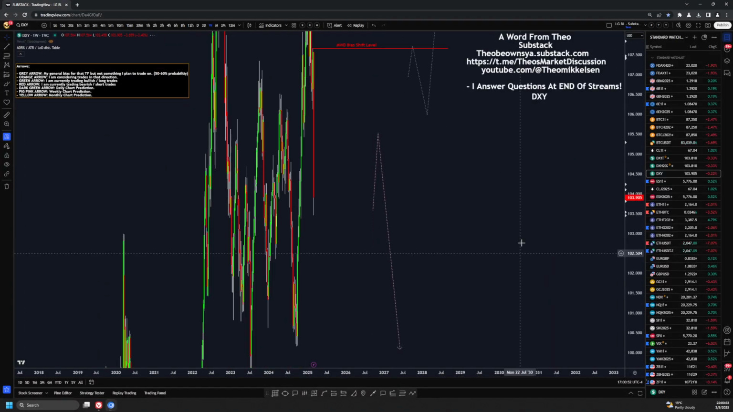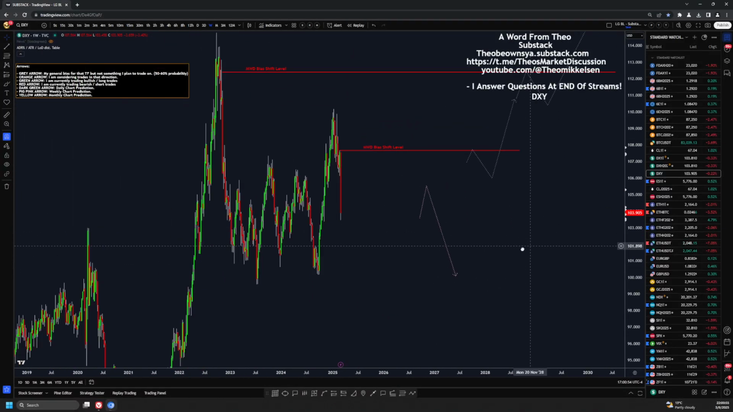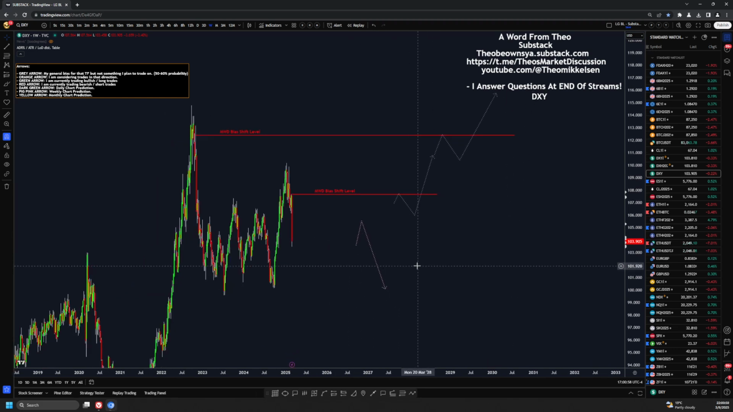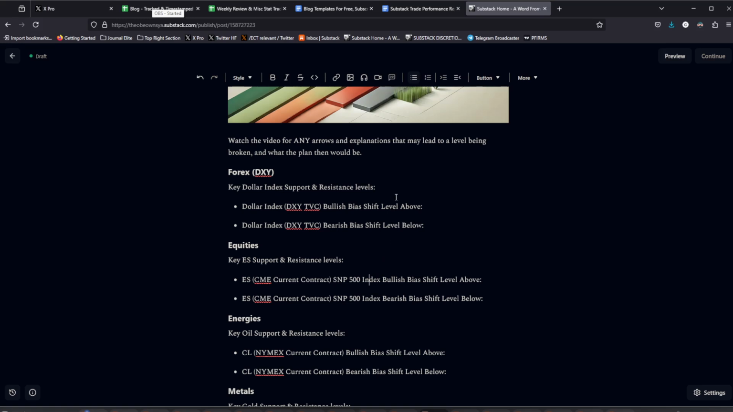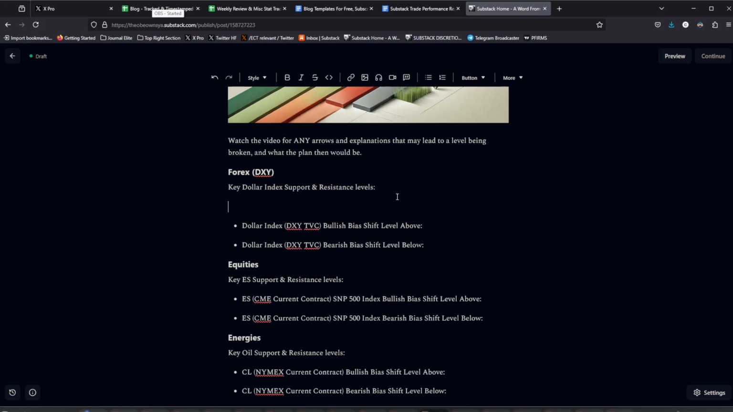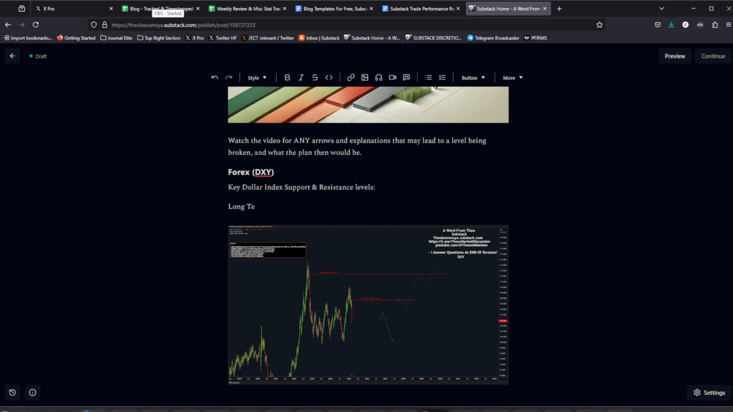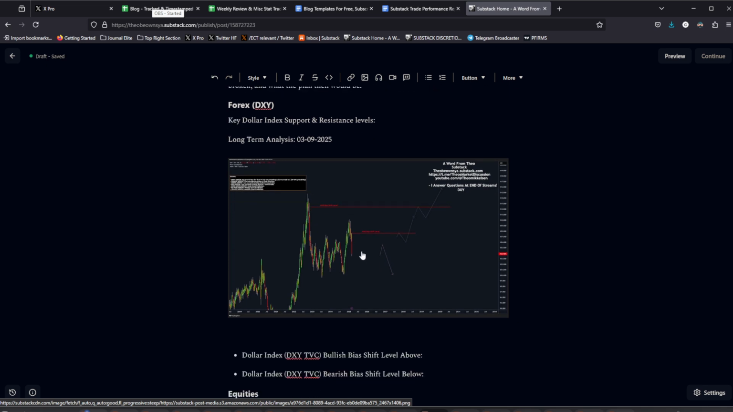Longer term, you guys already know that I believe we are going lower for as long as we don't hit this level here. So I'm going to be putting this here, and I will make a long-term analysis, and this will now be the chart we're using until something changes. So either we get to this low, something changes, or we get to this high.